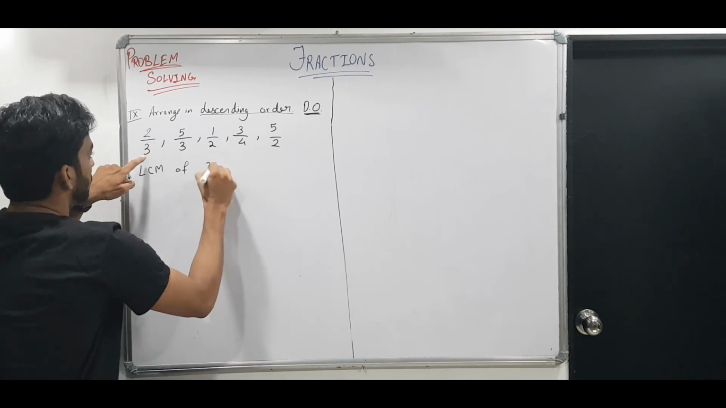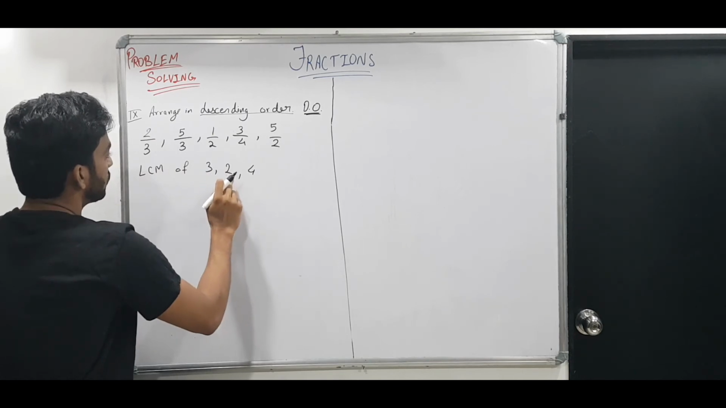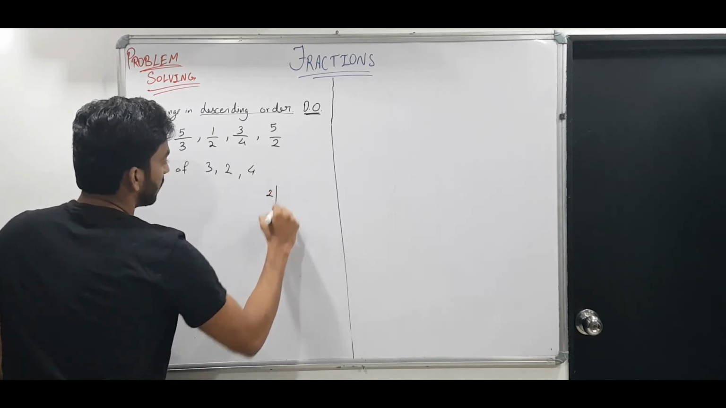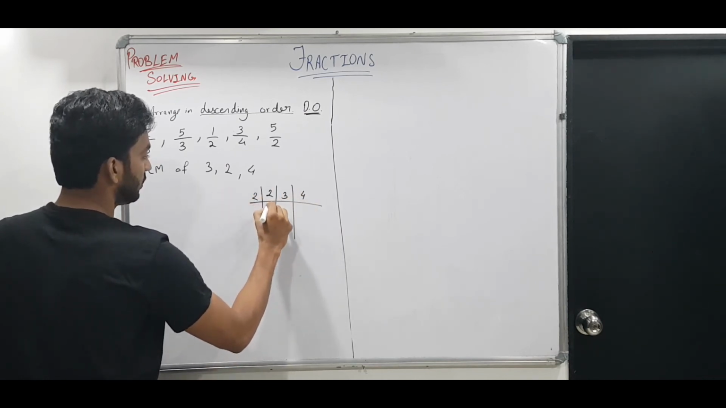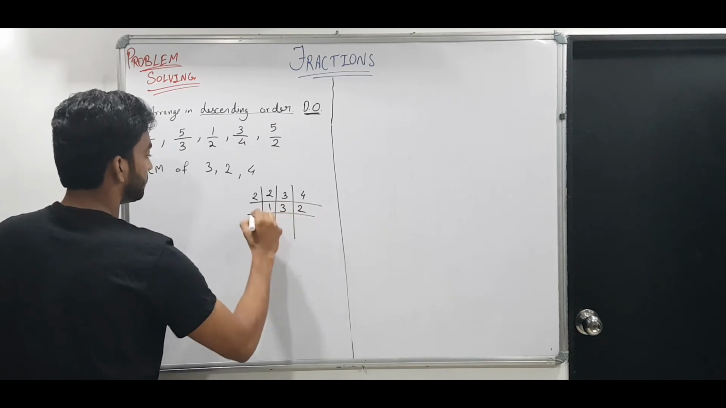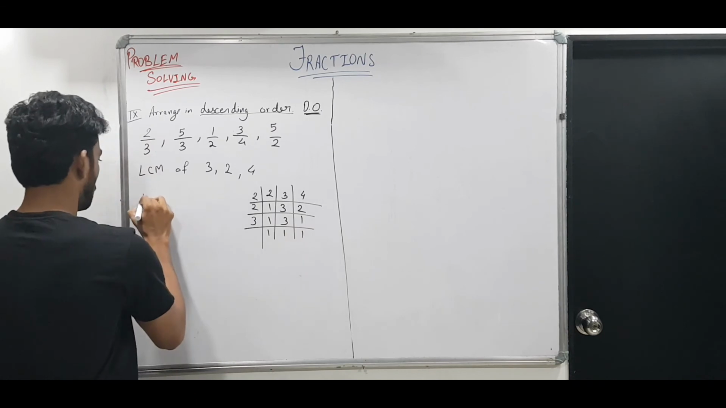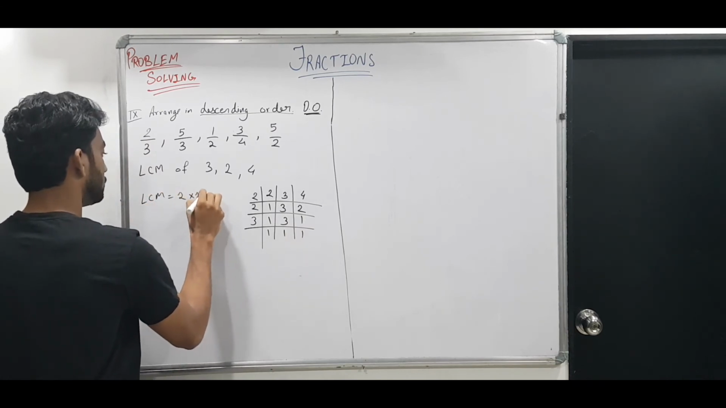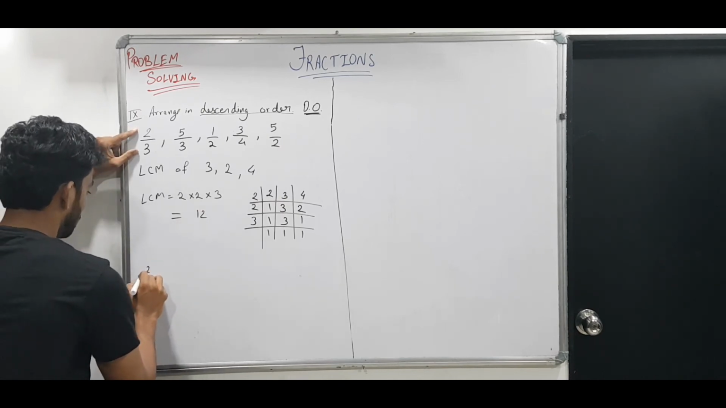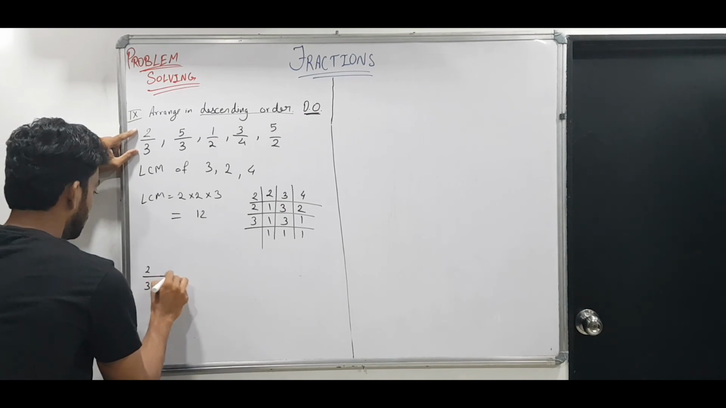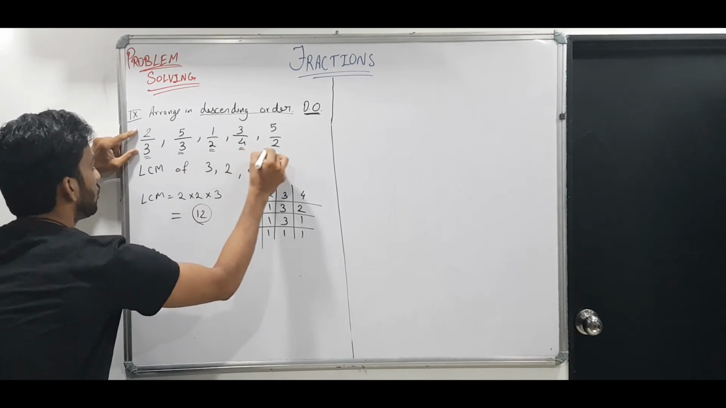LCM of denominators. Denominator we have 3. Repeat हो रहा है, so we won't take that. 2, 4. 2, 3 and 4 का LCM. Common division method we are using here. So LCM will be 2 into 2 into 3, that is 12. Now this fraction, in the denominator we are going to bring this 12. सभी denominators को हमको 12 बनाना है.